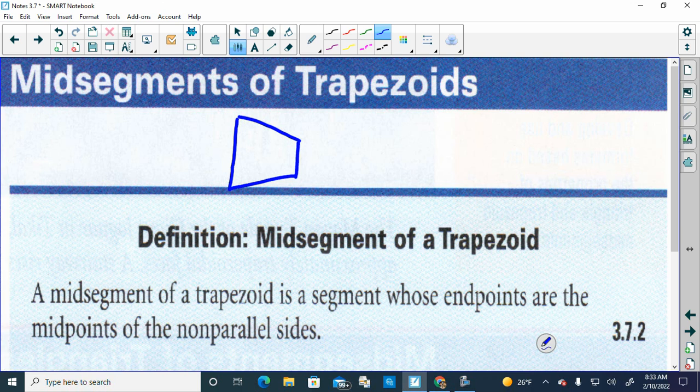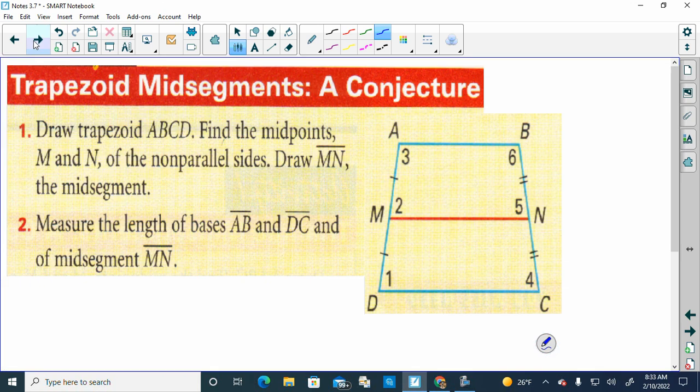You don't want to do it here, because that would not work out with the formula. So it wants to go from the non-parallel sides, which is where you're finding the midpoints. So we want to fill in what we did on the last one.